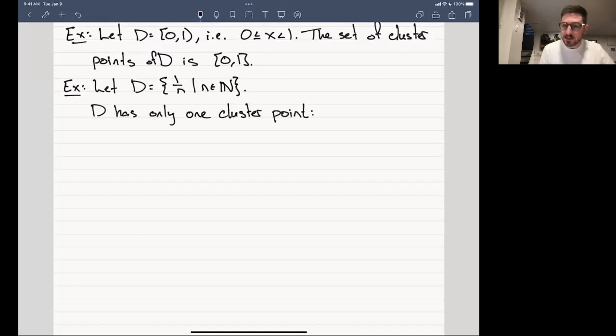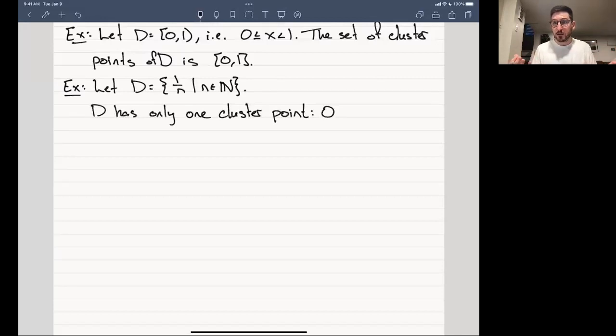Maybe pause for a second and think about what it is, but it's going to be 0. And why is that? Well, 0 is the only number that you can get close to without actually getting at it, right? So for example, 1/2 is in D. You can't get close to 1/2. The closest you can get is to 1/3. That's the closest element in D to 1/2.